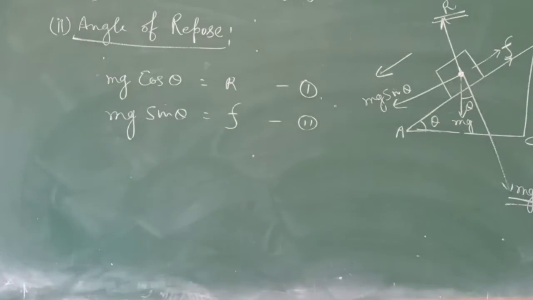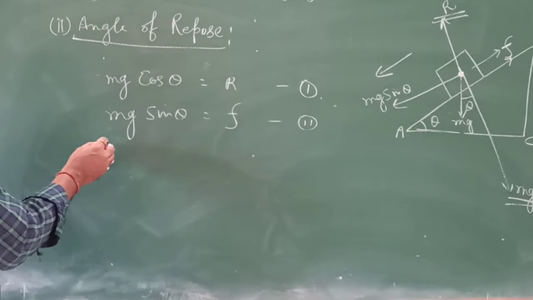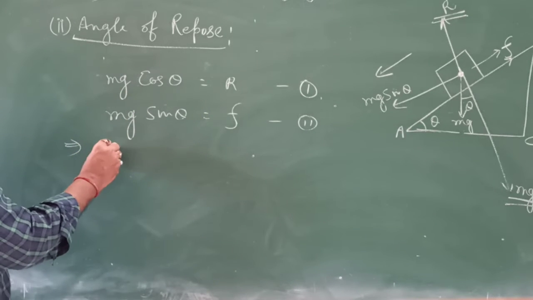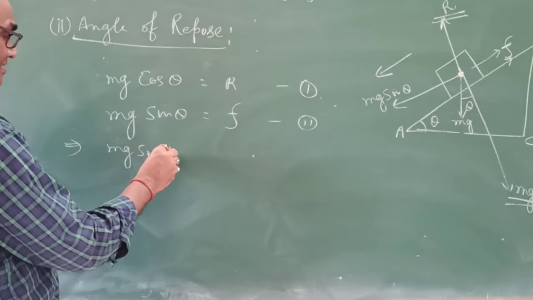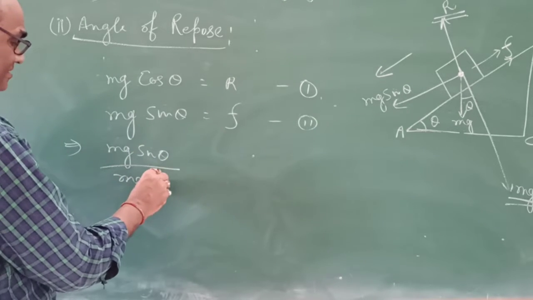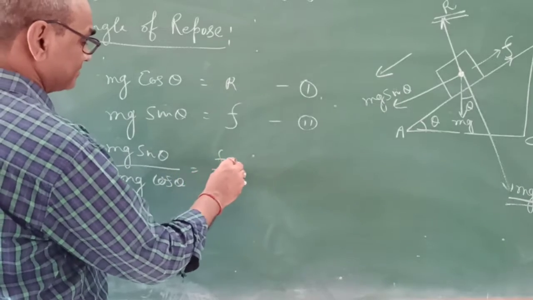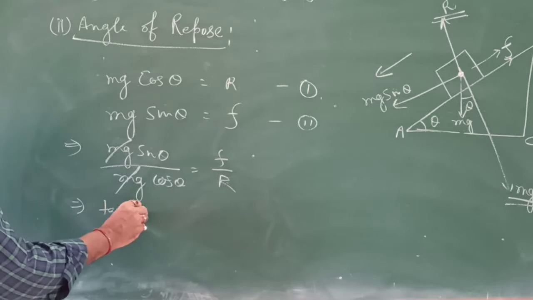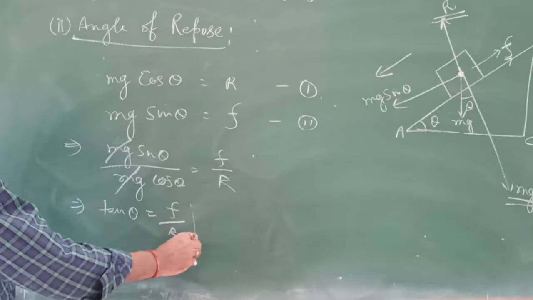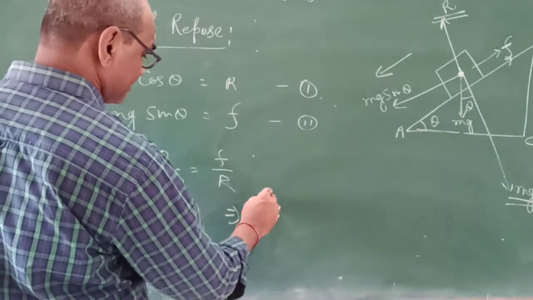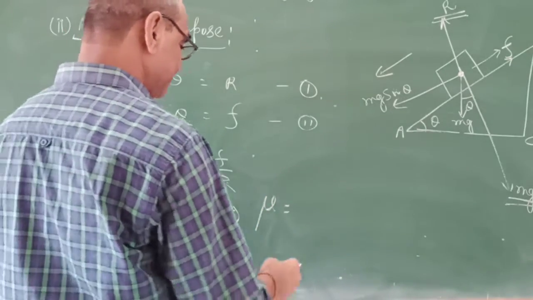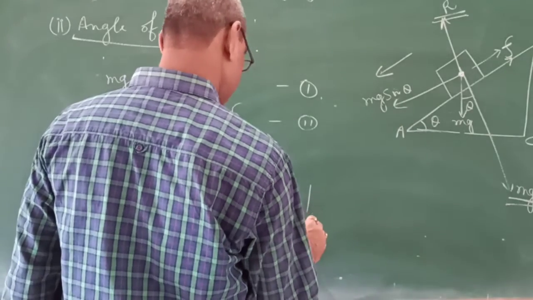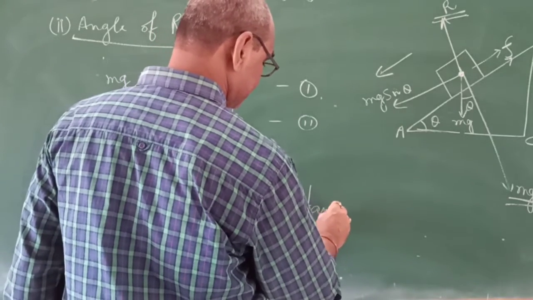If mg sin theta is more than the force of friction, then the body will slide down, otherwise not. Now, dividing 2 by 1, we get mg sin theta by mg cos theta is equal to F by R. The mg cancels out, therefore tan theta is equal to F by R. This ratio, F by R, is known as the coefficient of friction. Mu is equal to tan theta.